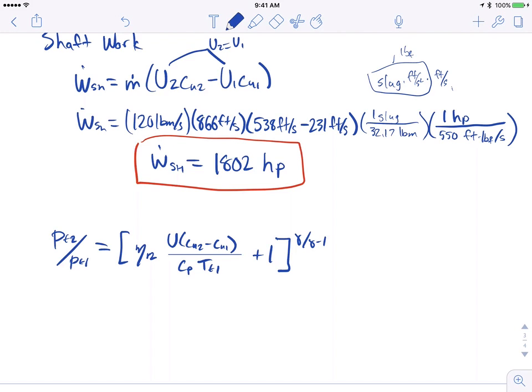So we were given a static temperature. We need a total temperature here. So that means we're actually going to have to go back and look at our speed of sound and determine our Mach number at the inlet to the stage, and then determine the appropriate total temperature.